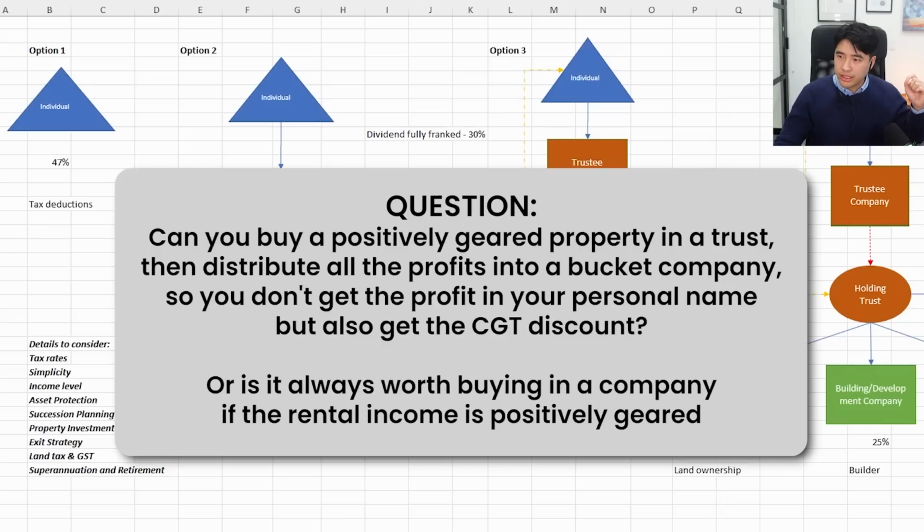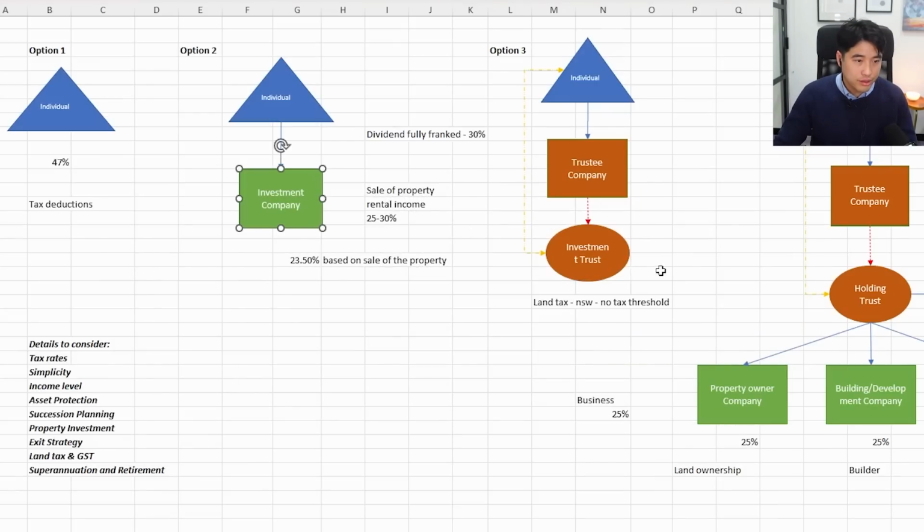Can you buy a positively geared property in the trust then, and distribute all the profits to a bucket company? So you don't get the profit in your personal name and you get the CGT discount? Yes, you can. There is something like this where people buy in option 3, and it's negatively geared in the short term and then positively geared in the long term. Yeah, long term it's positive. So people do that.